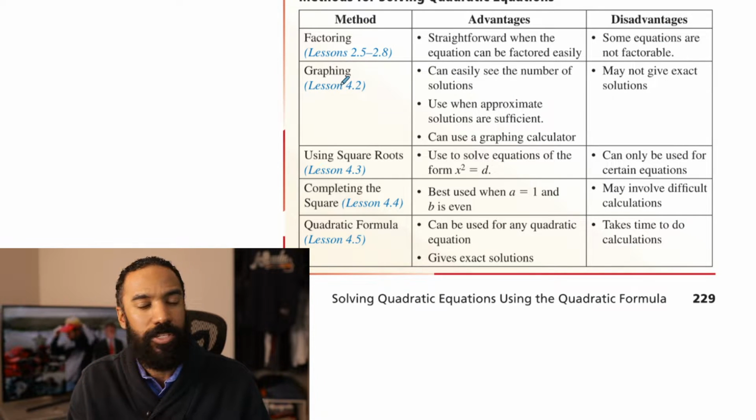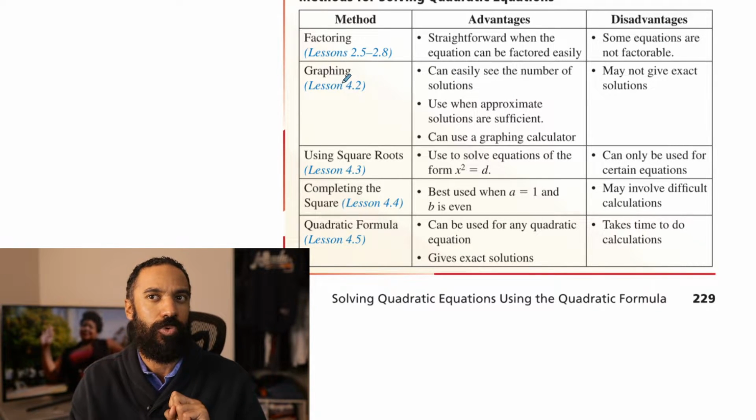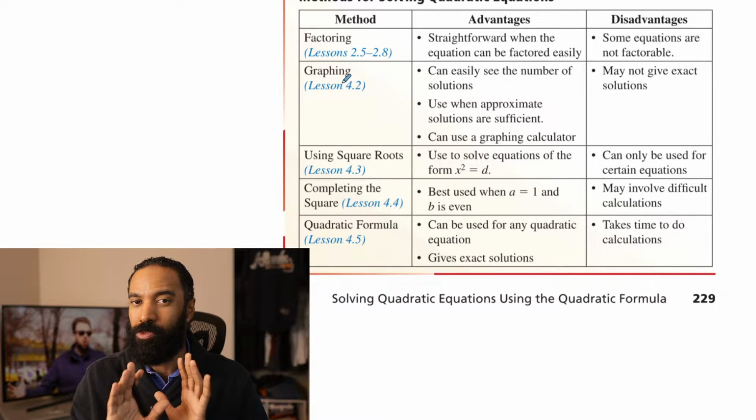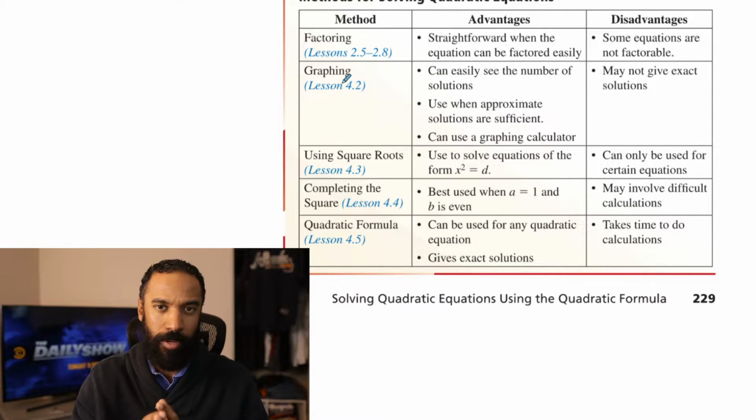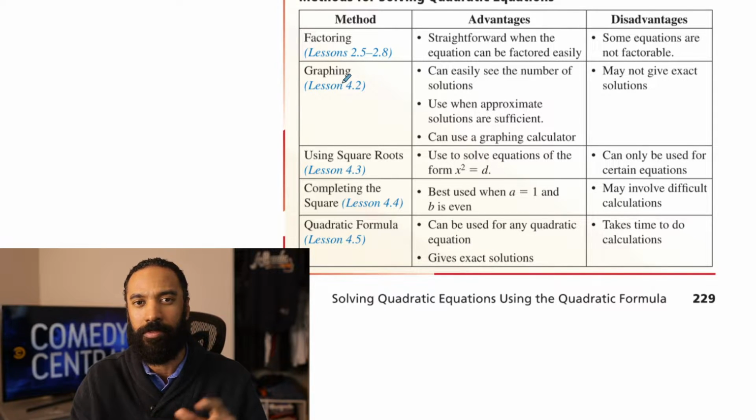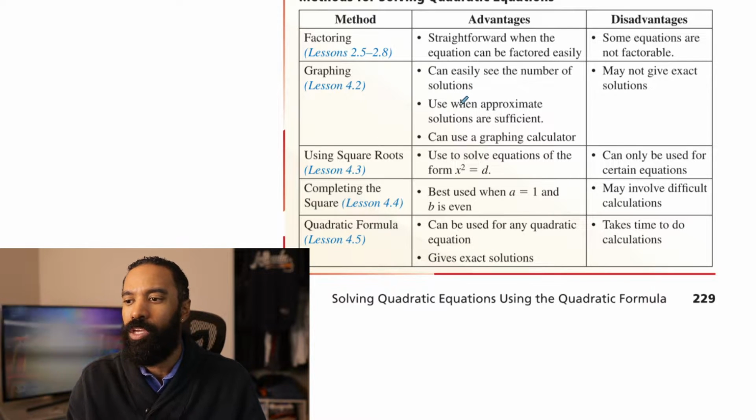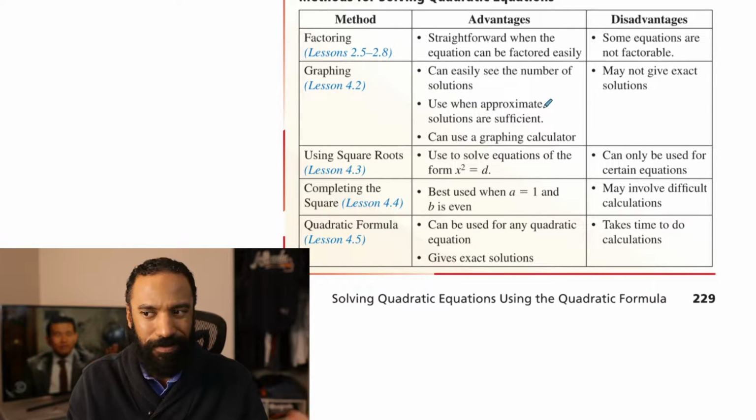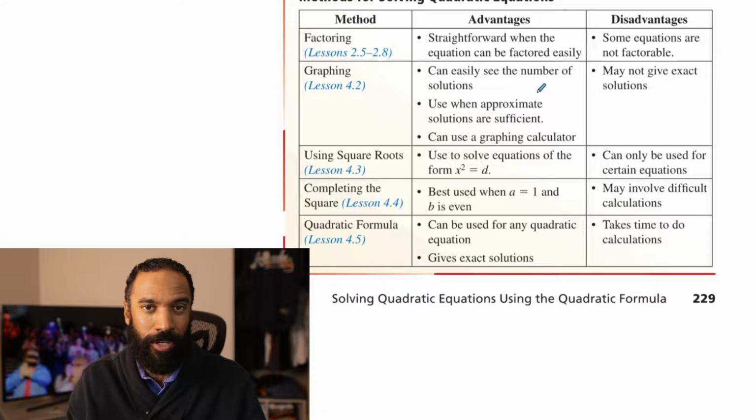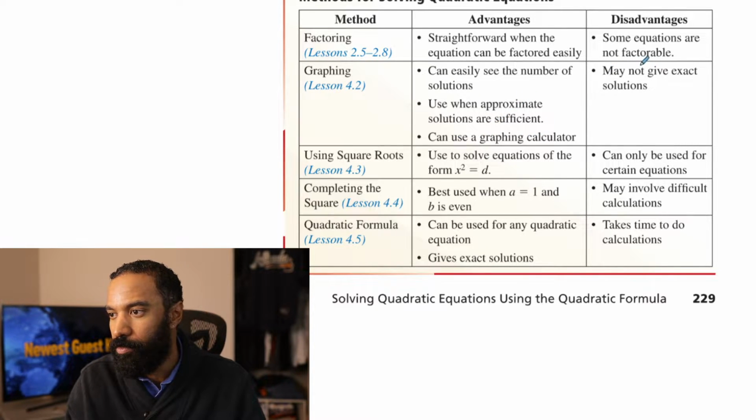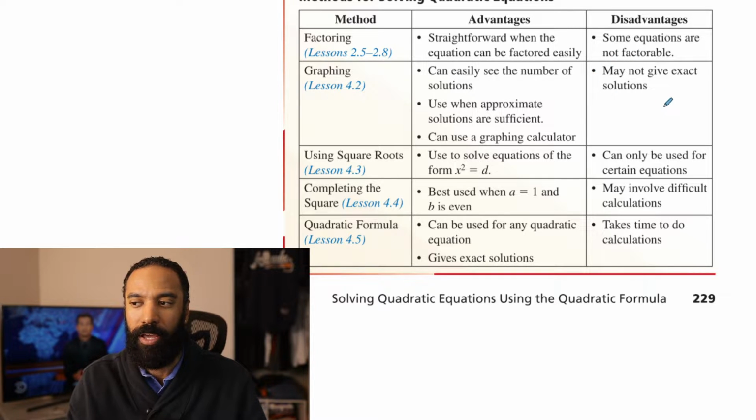Solving by graphing, I'm not going to say there are a lot of advantages to this when it comes to solving. Understanding what the solutions mean graphically, I think, is extremely important. We just talked about that with intercepts. Let's see what they say. Can easily see the number of solutions. I agree with that. Use when approximate solutions are sufficient. You can use it. I don't agree with using it. Can use a graphing calculator. I agree with that. May not give exact solutions, and I'm pretty big on that, right?